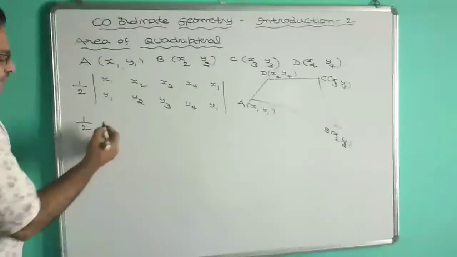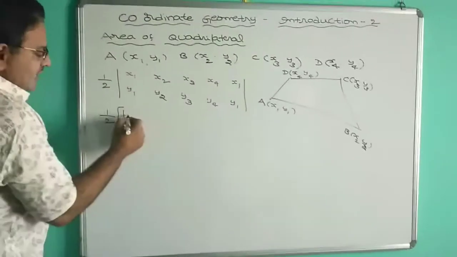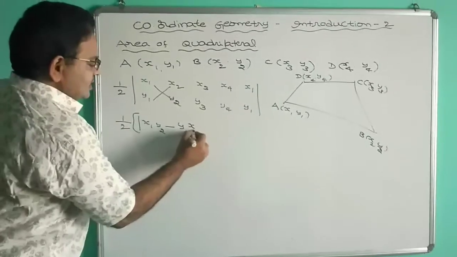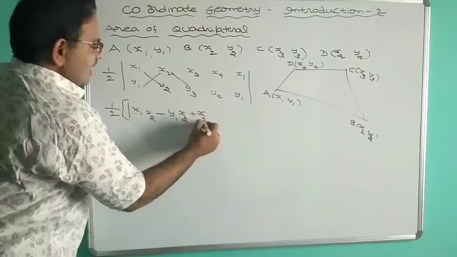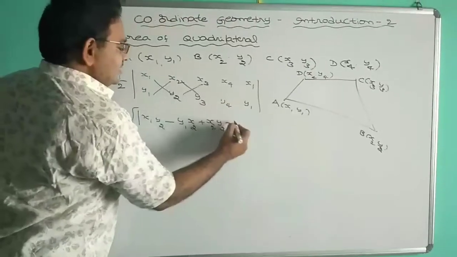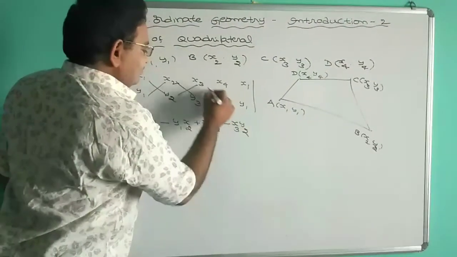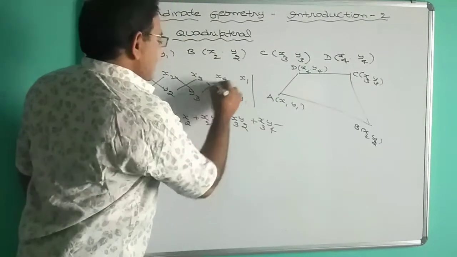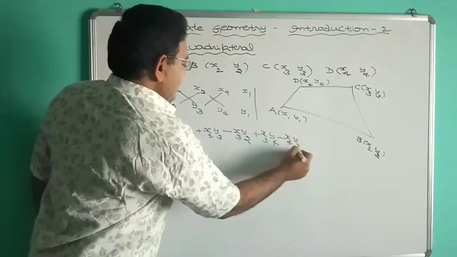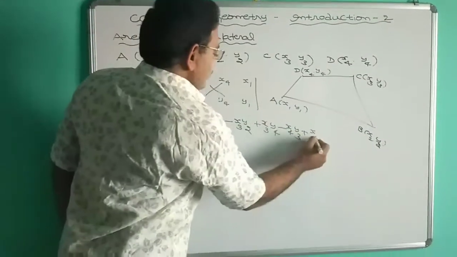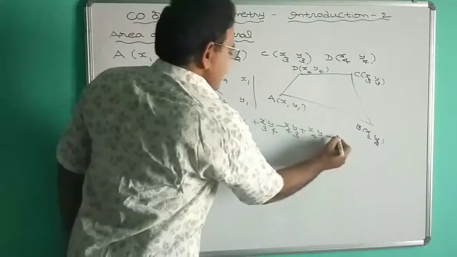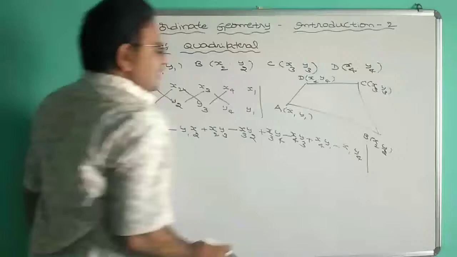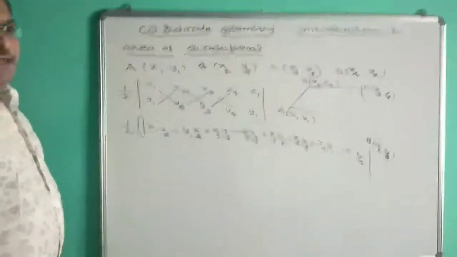Now half into x1 y2 minus y1 x2 plus x2 y3 minus x3 y2 plus x3 y4 minus x4 y3 plus x4 y1 minus x1 y4. When you find this value, you get the area of the quadrilateral.